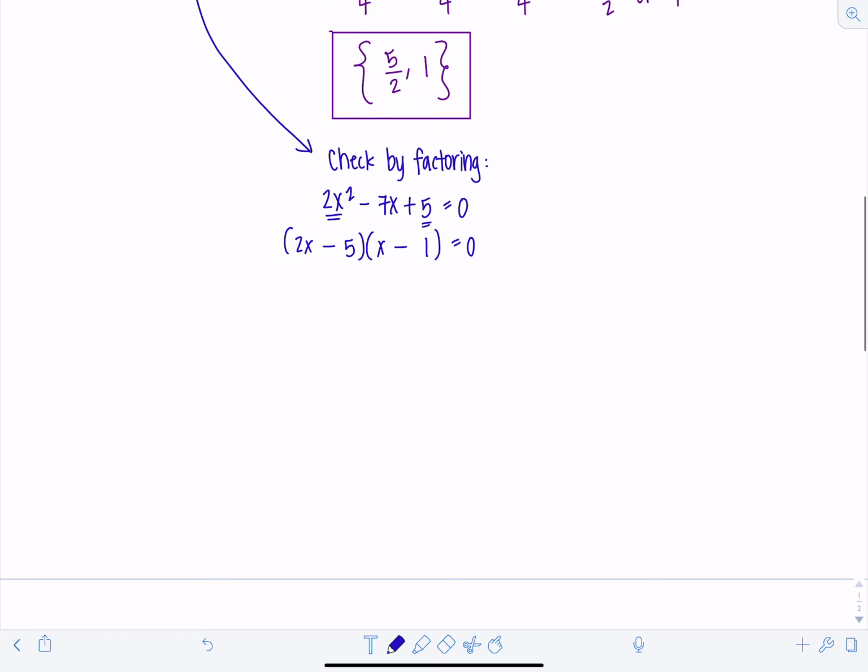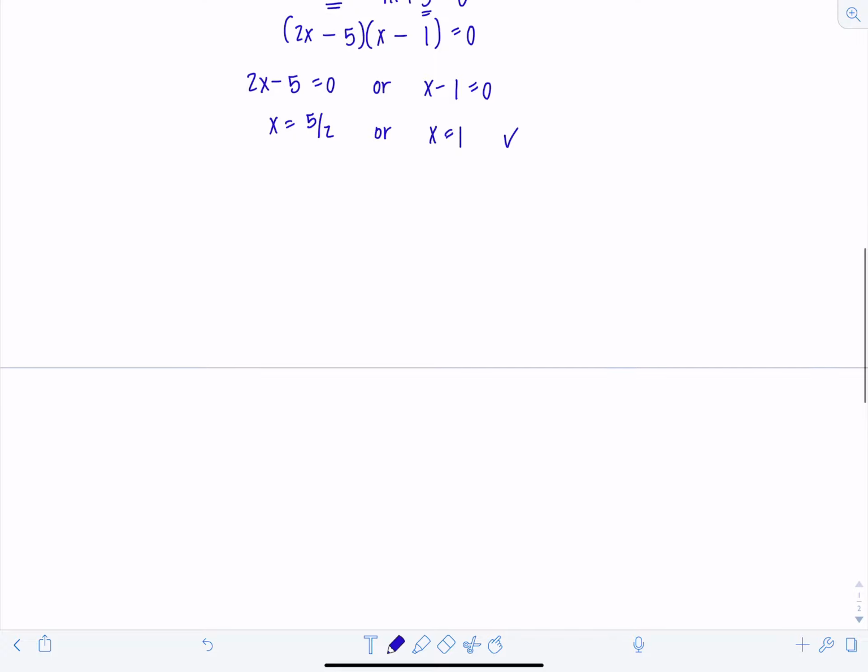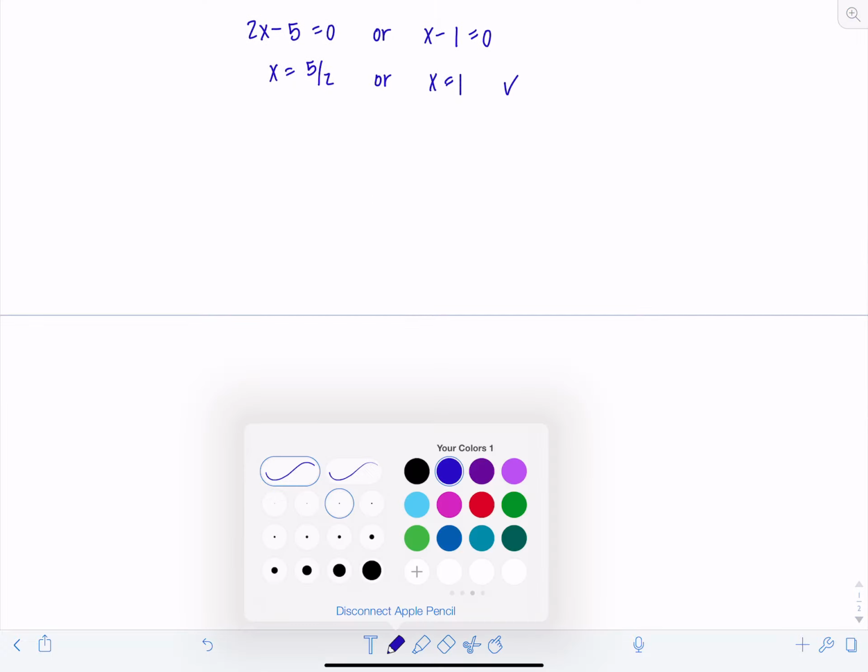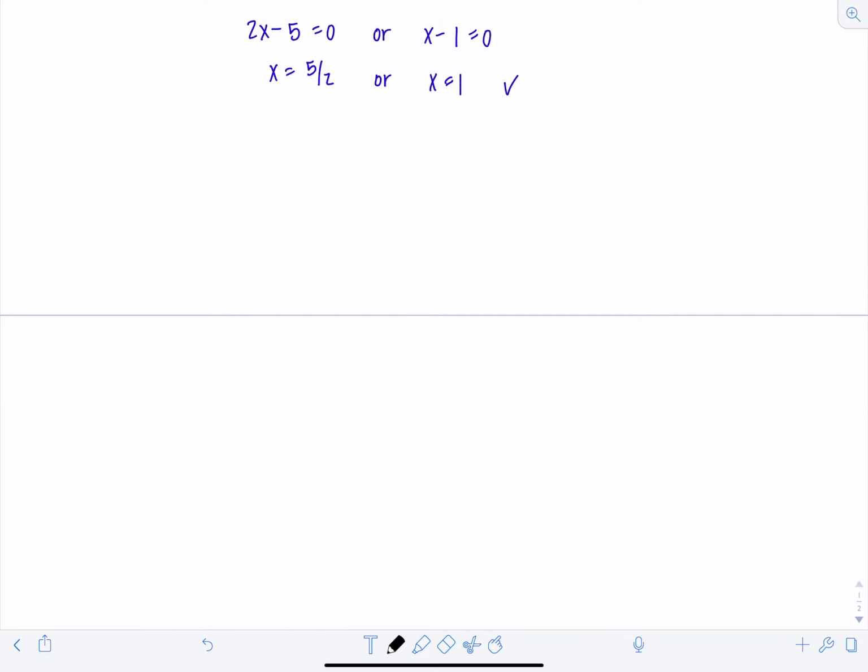And then using the zero product property, either 2x minus 5 equals 0 or x minus 1 is 0. So we can see x is equal to 5 halves or x is equal to 1, which we already knew from using the quadratic formula. So everything checks out nicely. Okay, moving on to another example. Example 2.